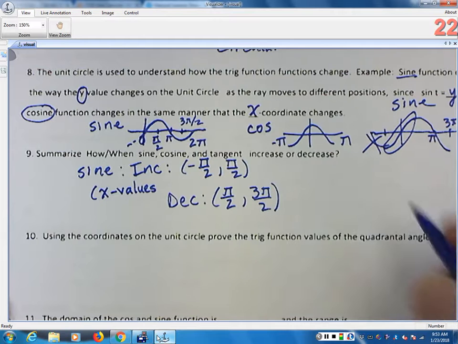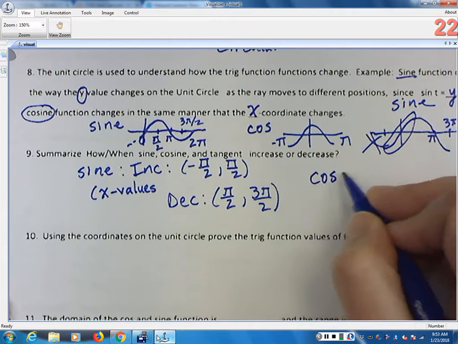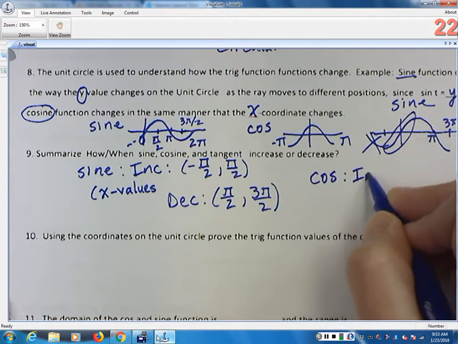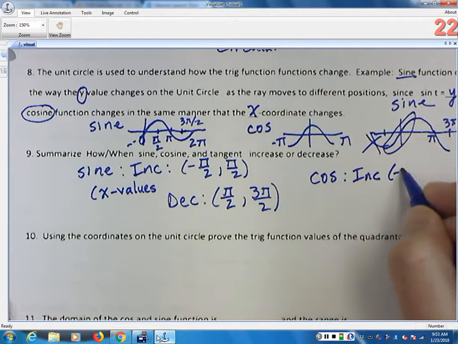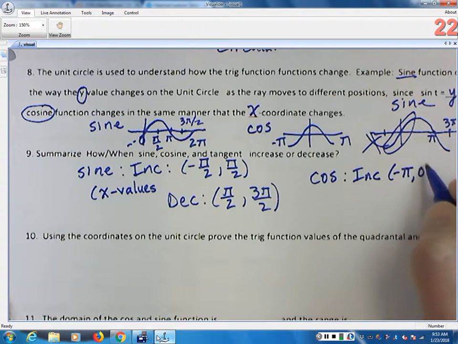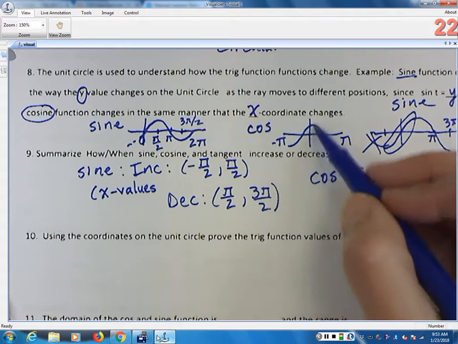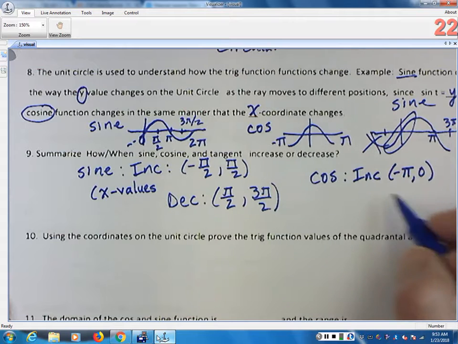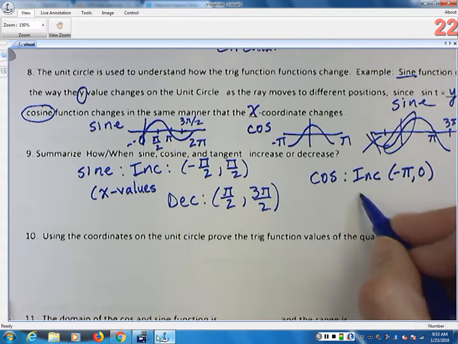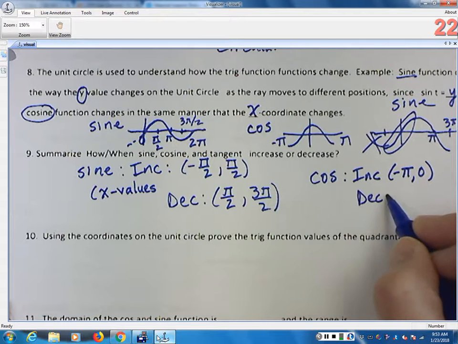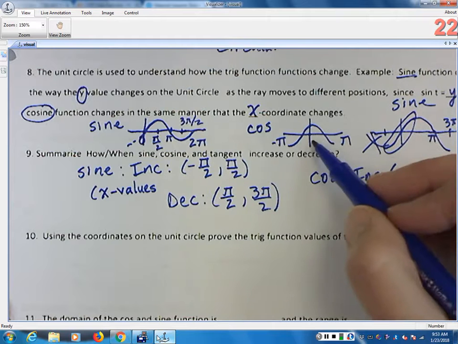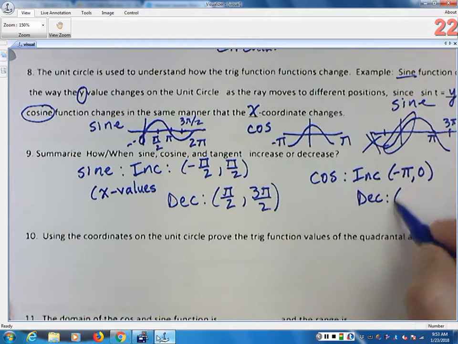All right, cosine is increasing from minus pi to 0, and it's decreasing from 0 to pi. The graph is falling from 0 to pi.